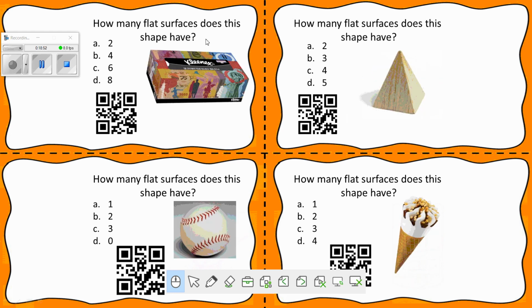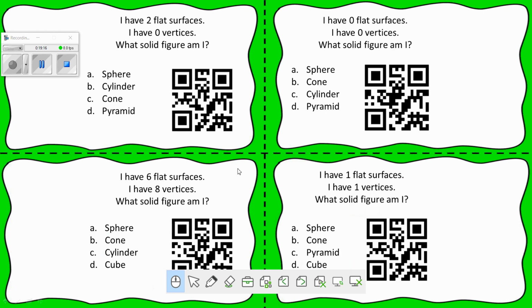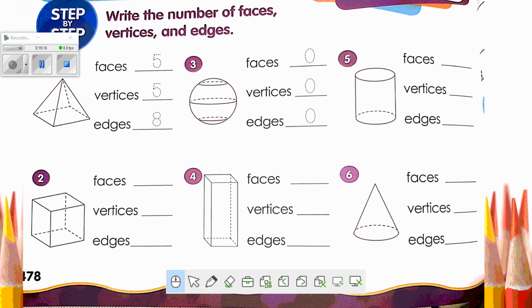This is another question. How many flat surfaces does this shape have? This is rectangular prism. Rectangular prism has 6 faces, 12 edges, and 8 vertices. So 6 faces. I want you to complete these questions here too. Okay? Open your book on page 478 and solve with me.